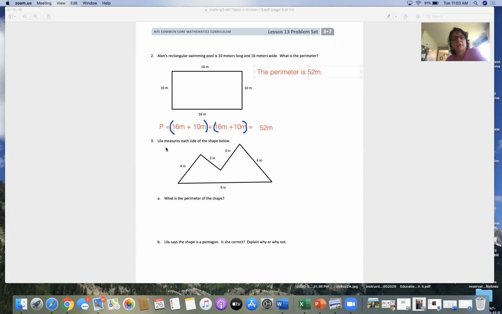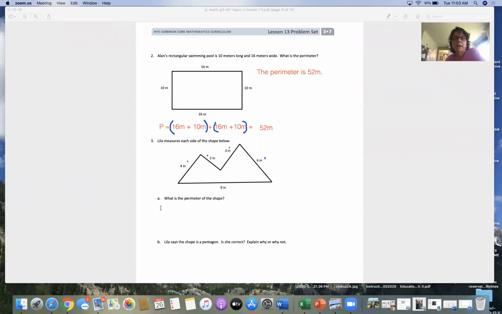Let's look at number 3. It says Lila measures each side of the shape below. So the first thing I want to do is see how many sides it has. So the other one was pretty evident. There was 4, but I've got 1 here. 1, 2, 3, 4, 5. I've got 5 sides to the shape. So when I'm finding the perimeter, my number sentence will have 5 numbers in it.